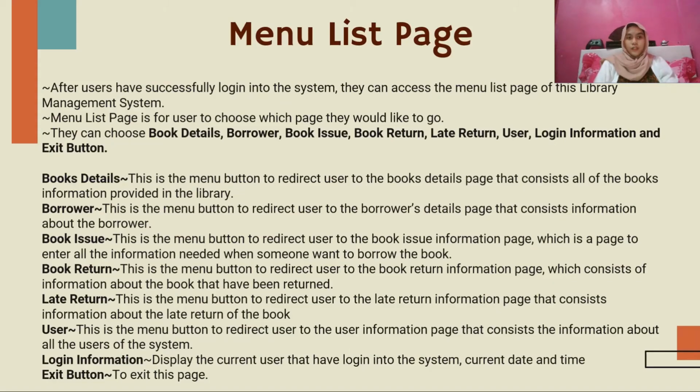So after the user has successfully logged into the system, the menu list page will be displayed. The menu list page is for the user to choose which page they would like to go to. In this menu list page, there is a menu strip on the top, where the user can click whichever they want so that they can be redirected to the pages they choose. So in the menu strip, there is the book details, the borrower, book issue, book return, late return, user, login information, and the exit button.